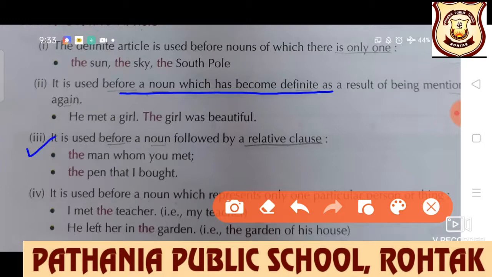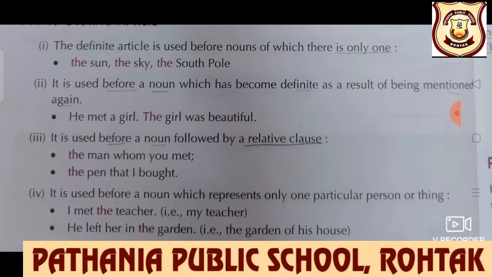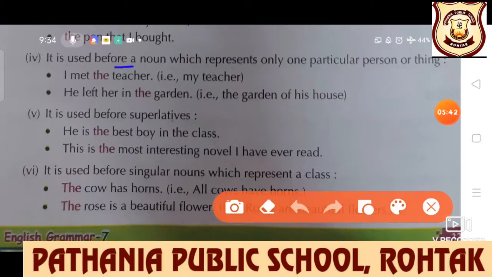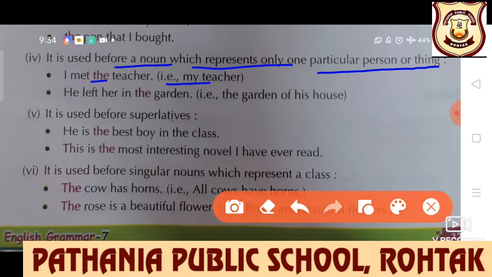Next use, it is used before a noun followed by a relative clause: whom, that, which. These are relative clauses. Next is, it is used before a noun which represents only one particular person or thing. I met the teacher. The teacher means my teacher only. He left her in the garden means the garden is there in his house or her house.